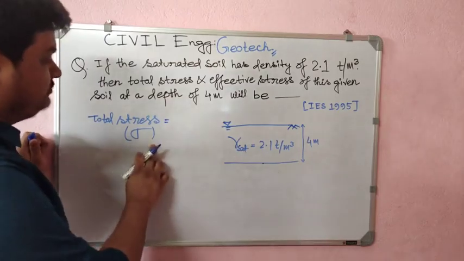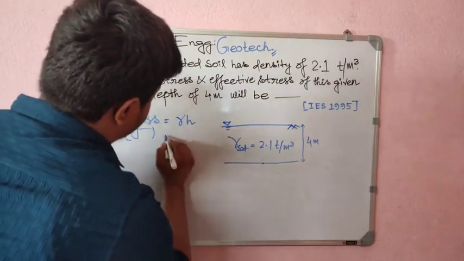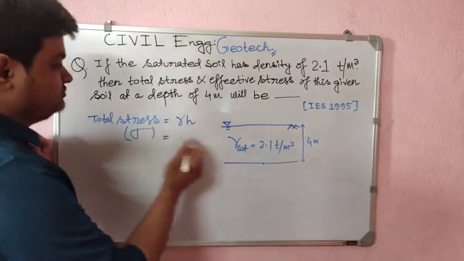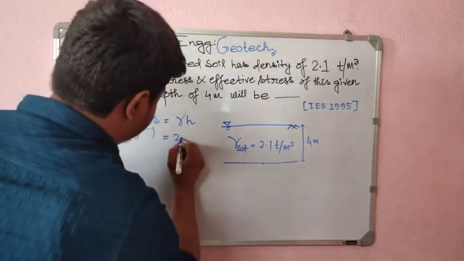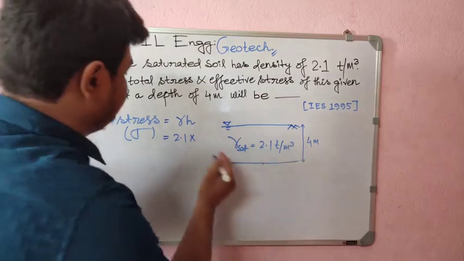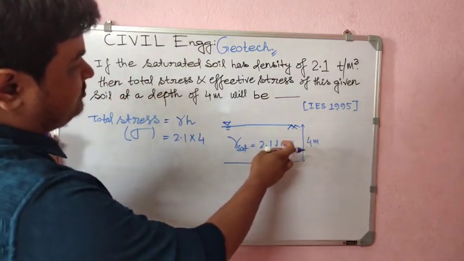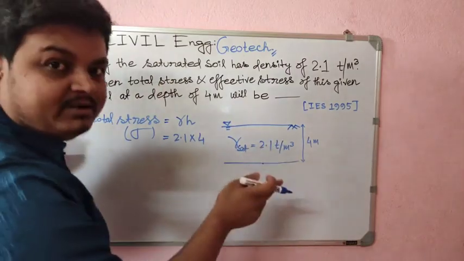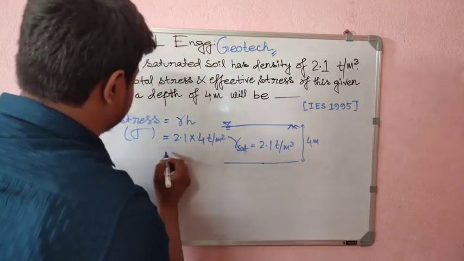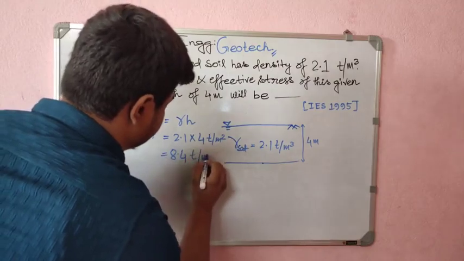For the total stress, sigma, we know that it is gamma into H. Here gamma is the saturated unit weight, so that is 2.1 into H, that is 4 meter. The unit is ton per meter cube into meter, so it will be ton per meter square. So it is coming about 8.4 ton per meter square.